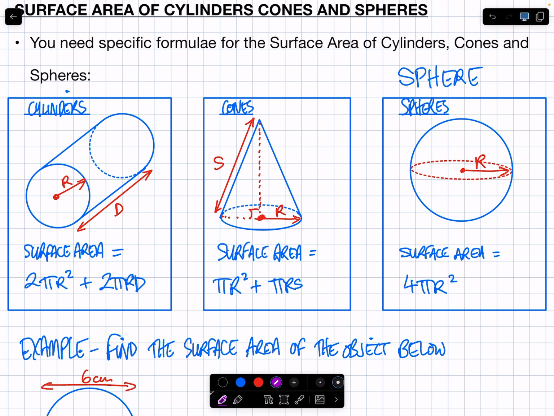Could someone tell me if the question told you the diameter of the sphere, so let's say all the way across was 10, what would the radius be? 5. You just halve it, all right?